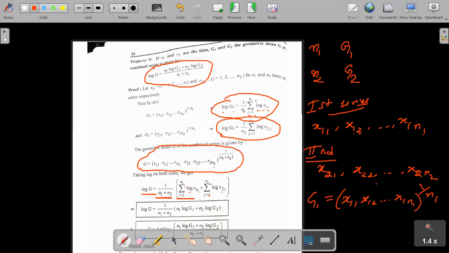So just put the values of the summation of log of x1i from equation number 1. So the value of the summation of log of x1i becomes n1 log g1. Similarly n2 log g2. So that's it, we get the formula. Beta, is it clear?